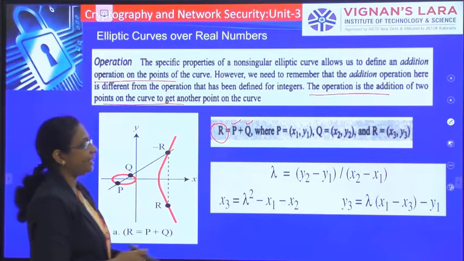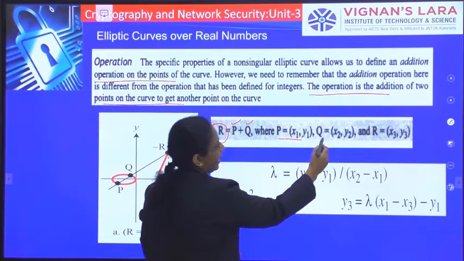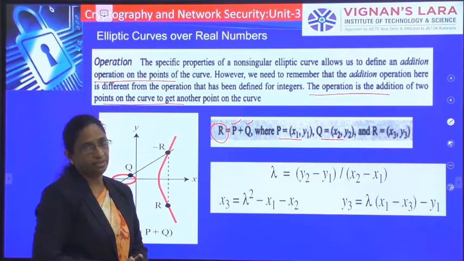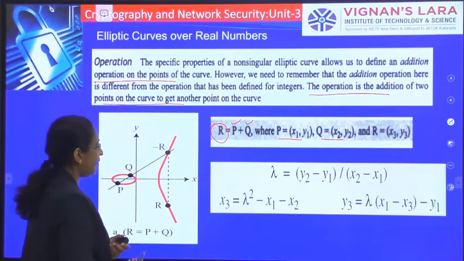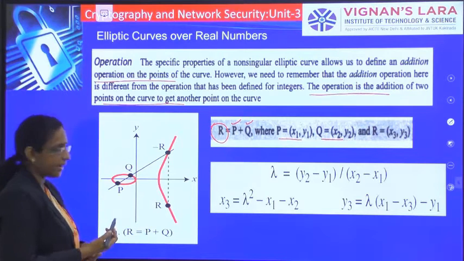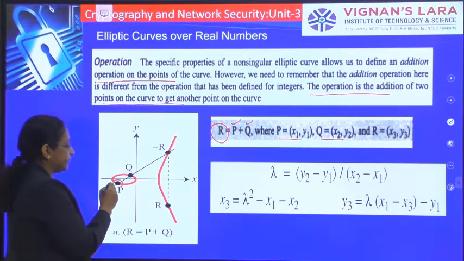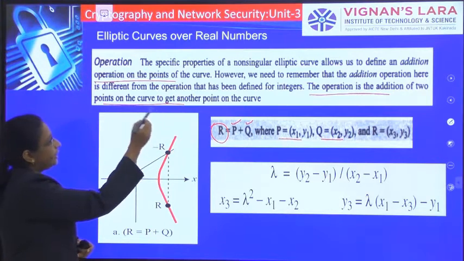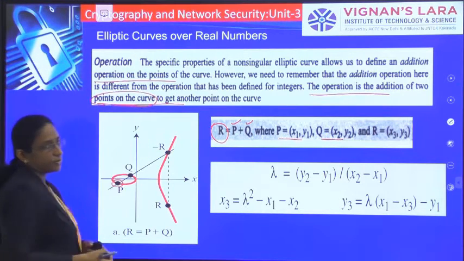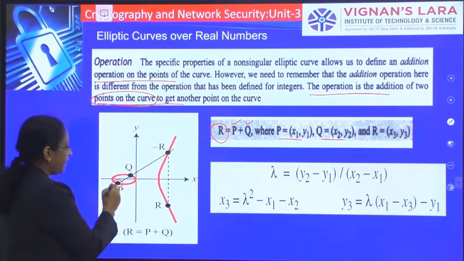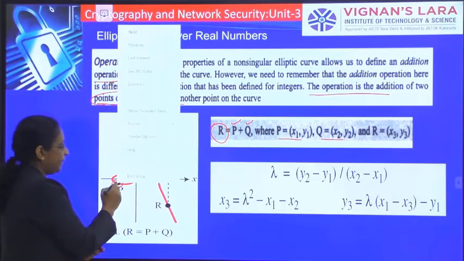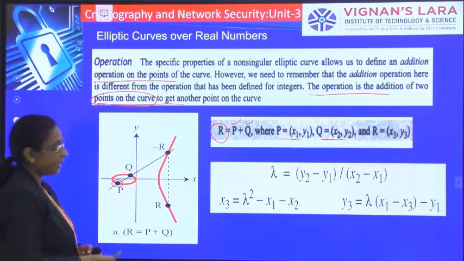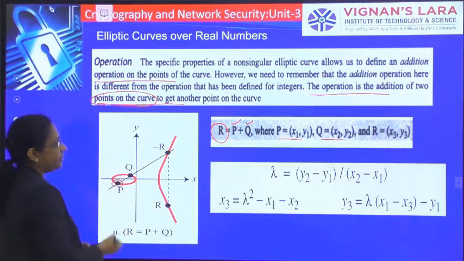Okay, so here taking P equal to x1 y1 and Q equal to x2 y2, and let R be your x3 y3. Here I have taken 2 points. Suppose my 2 points are these on the curve. I have taken the 2 points P and Q on the curve. One is my P, and another one is my Q.